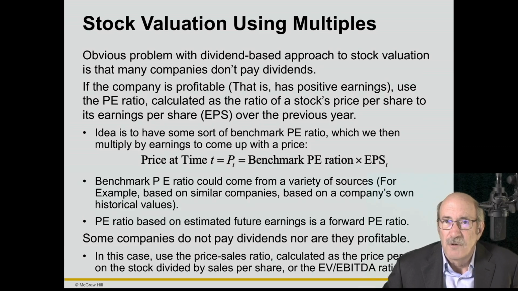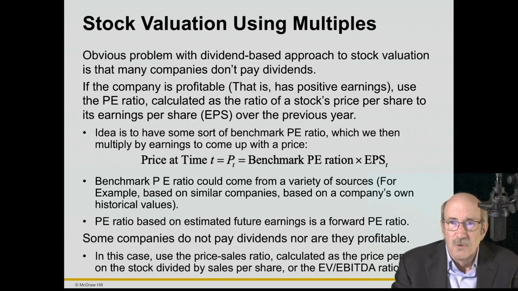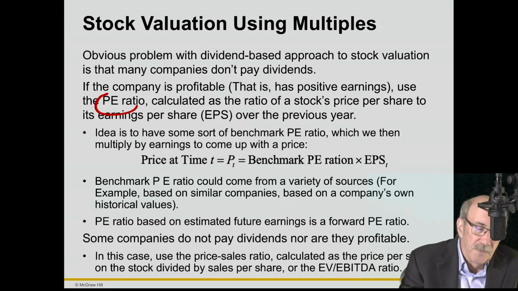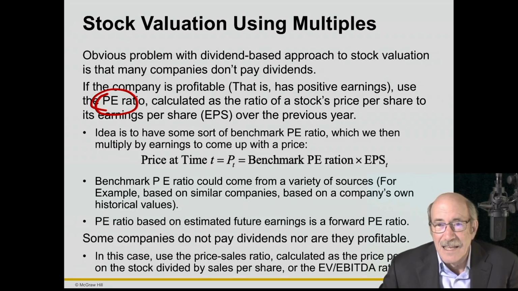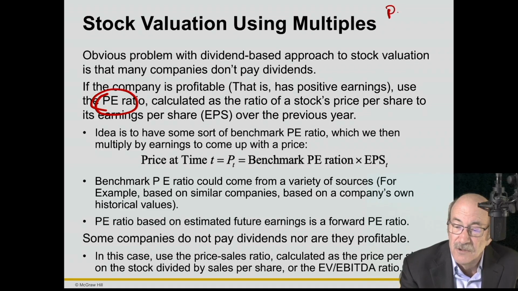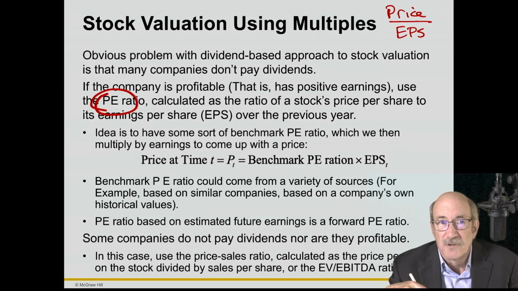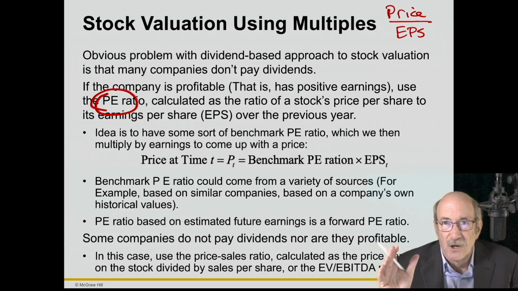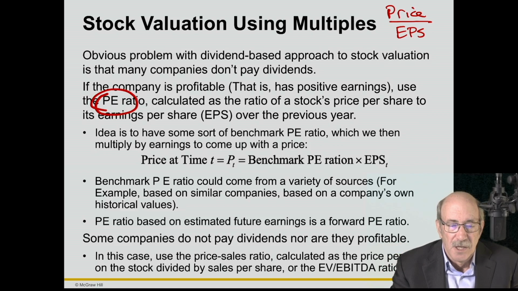Well, we're going to do exactly the same thing, but instead of using a price per square foot, we're going to use one of the ratios, in this case, PE, price over earnings. So PE is simply price divided by earnings per share. Price would be the price of a share of stock. EPS would be the earnings per share. This is a very widely used measure.